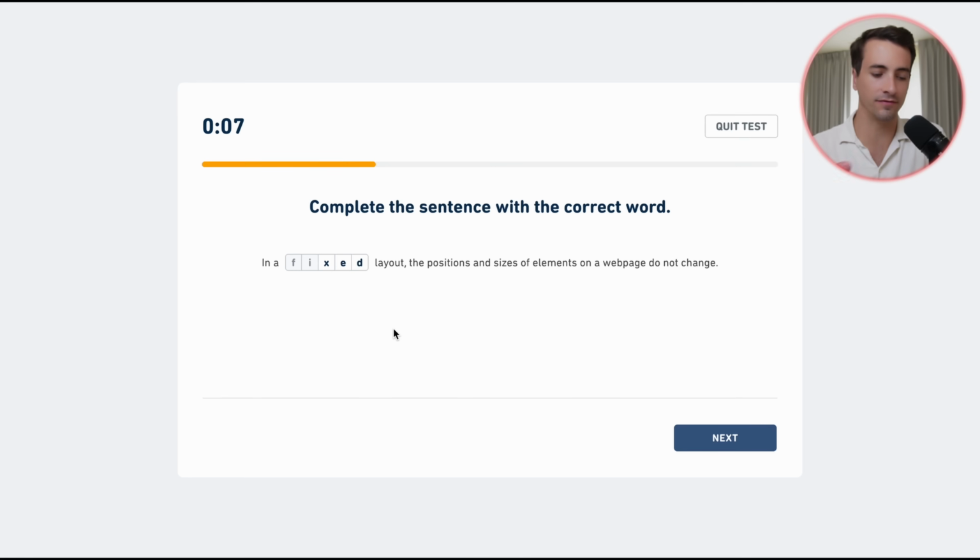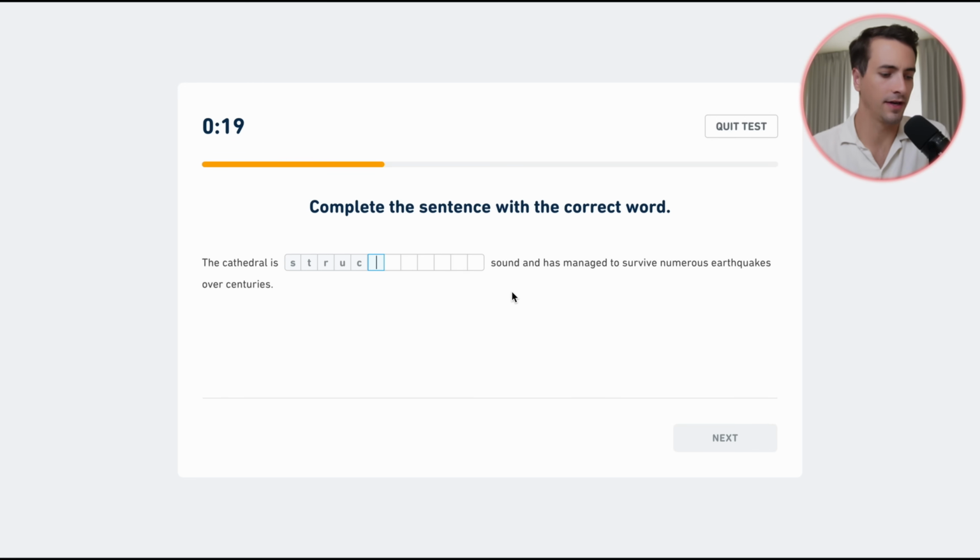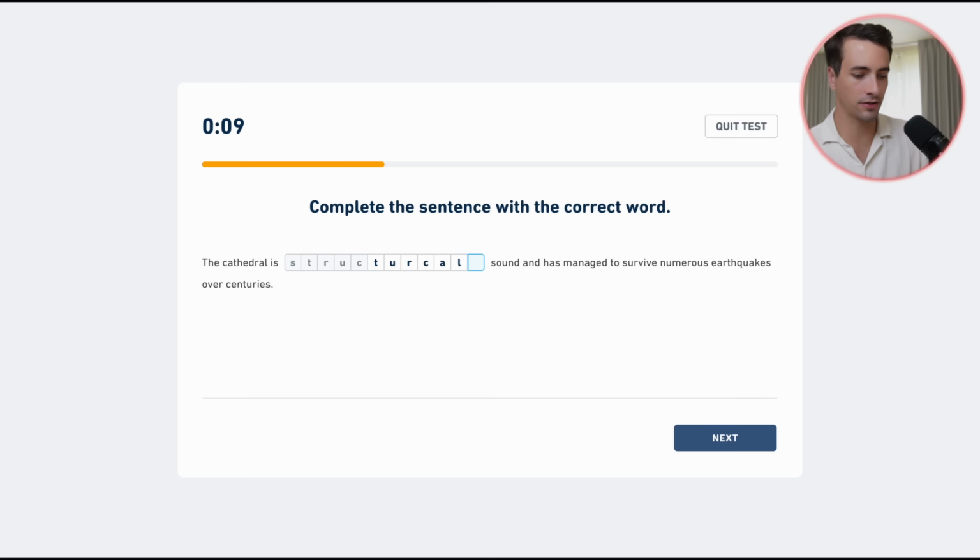So I have a whole lesson on fill in the blanks. You can check it out here. But that's the correct answer. The cathedral is blank, sound, and has managed to survive numerous earthquakes over centuries. Okay. The correct answer here is structurally sound.